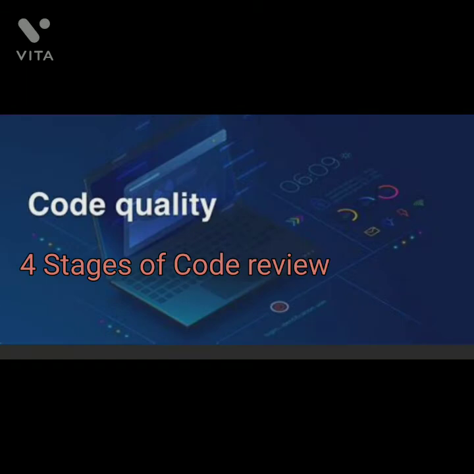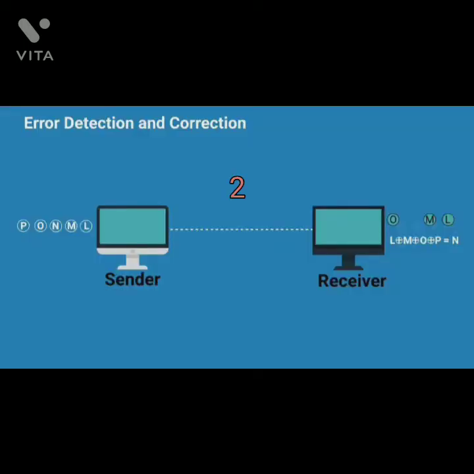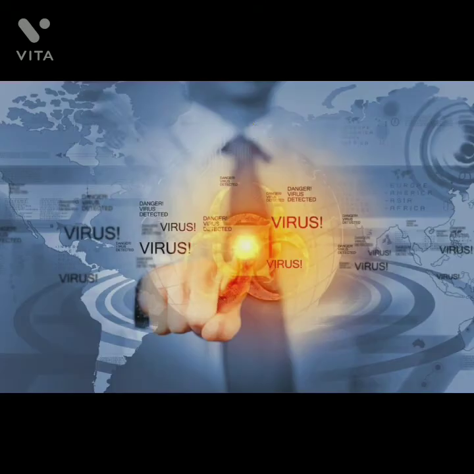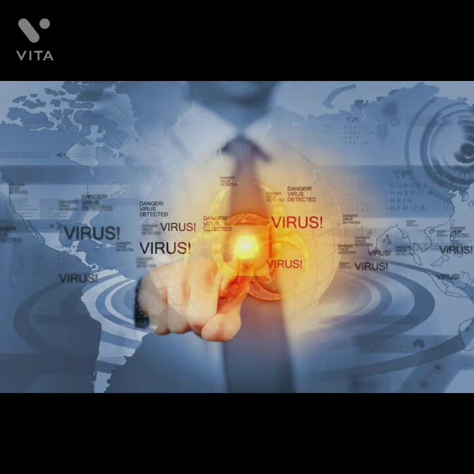There are four stages of code review. First is best practice, wherein the goal is to identify more efficient ways of completing any task. Second is error detection, wherein the goal is to find logical errors in the code. Third is vulnerability exposure, wherein the goal is to identify the most common vulnerabilities. And fourth stage of code review is malware discovery. Now, this is a special code review used to detect suspicious pieces of code or to find backdoors and any malware integrated into the software.